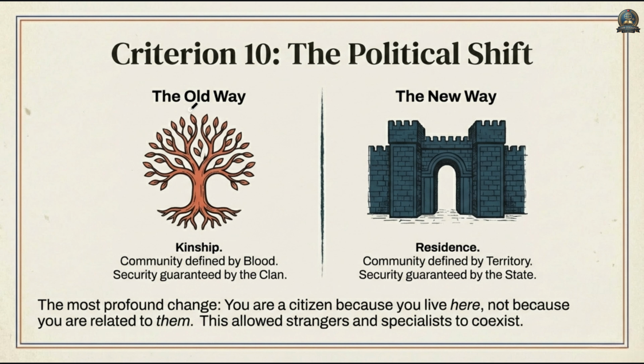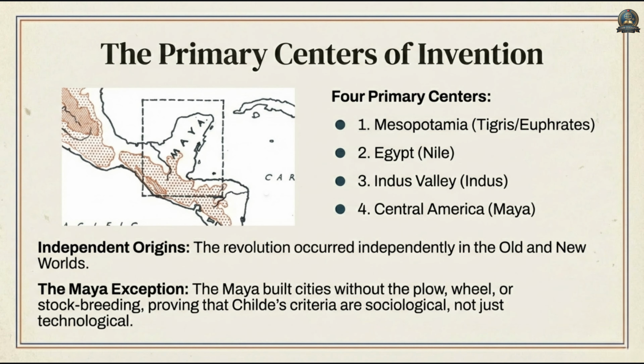Criterion 10, the political shift, the old way and the new way. The old way means kinship: community defined by blood, security granted by the clan. The new way, residence: community defined by territory, security granted by the state. The most profound shift: you are a citizen because you live here, not because you are related to them. This allows strangers and specialists to coexist.